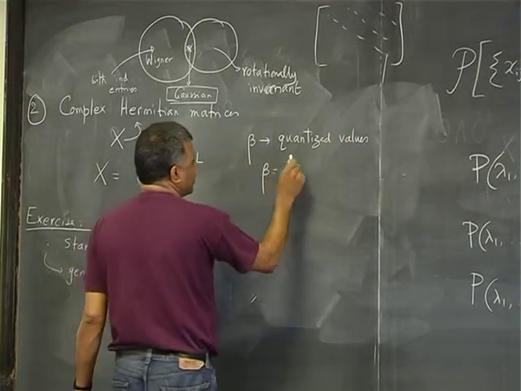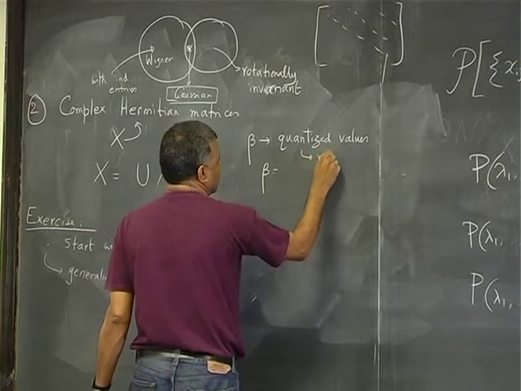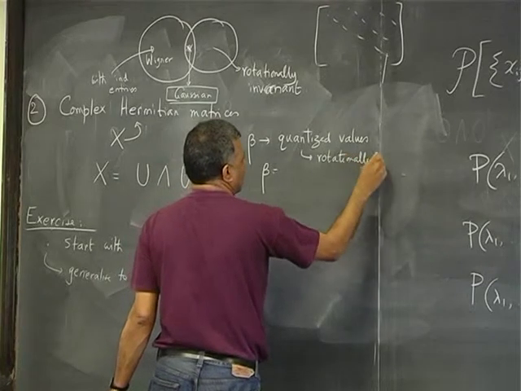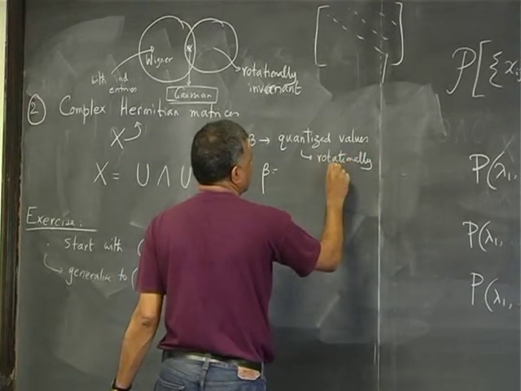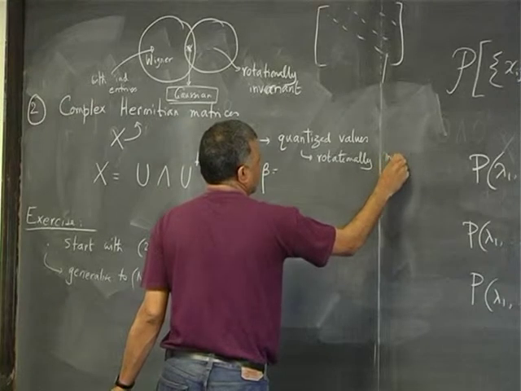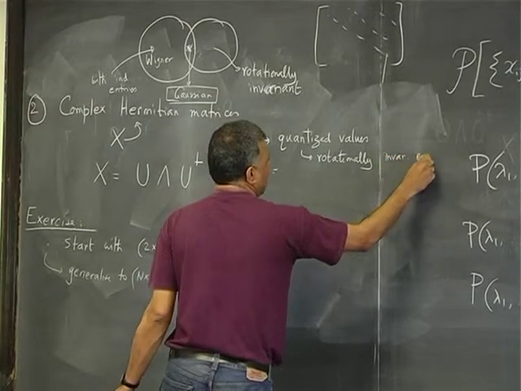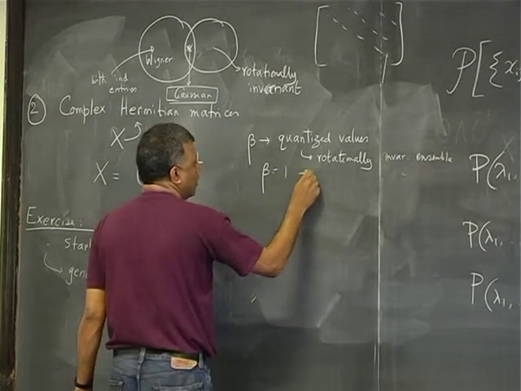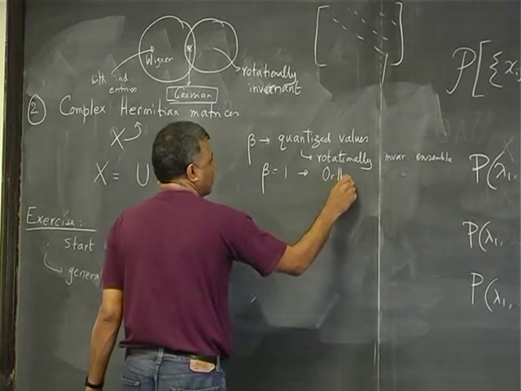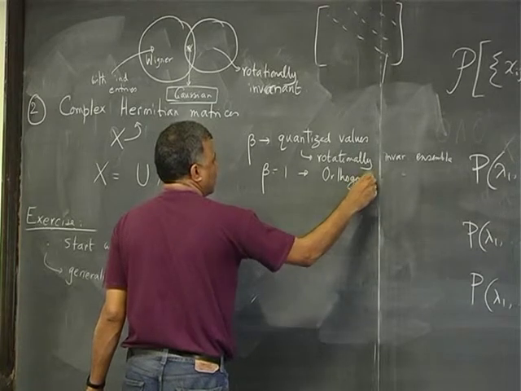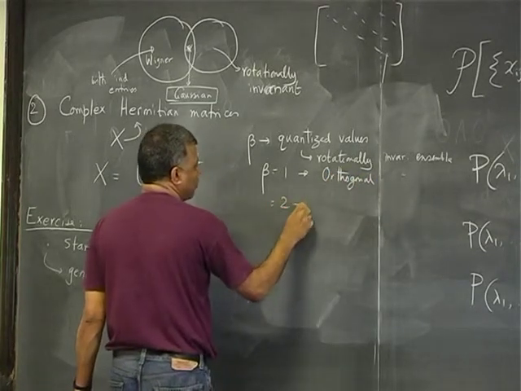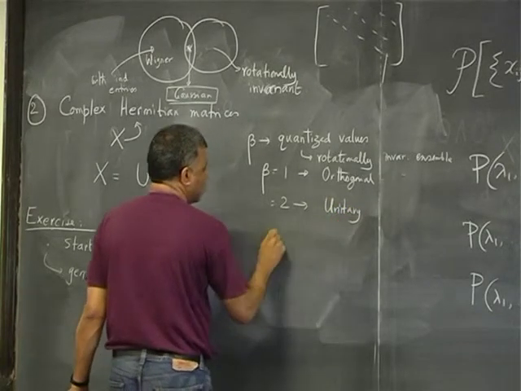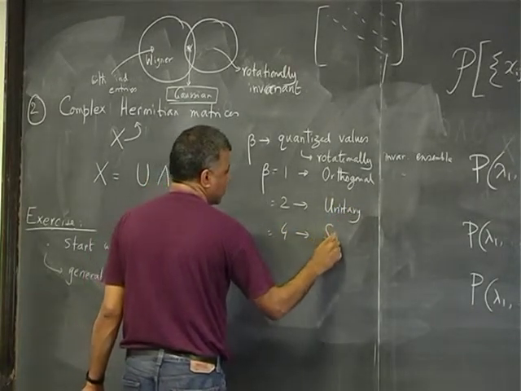For rotational invariant ensembles, depending on the ensemble, the value of beta changes. So beta equal to 1 for the orthogonal ensemble, beta equal to 2 for the unitary ensemble, and beta equal to 4 for the symplectic ensemble.